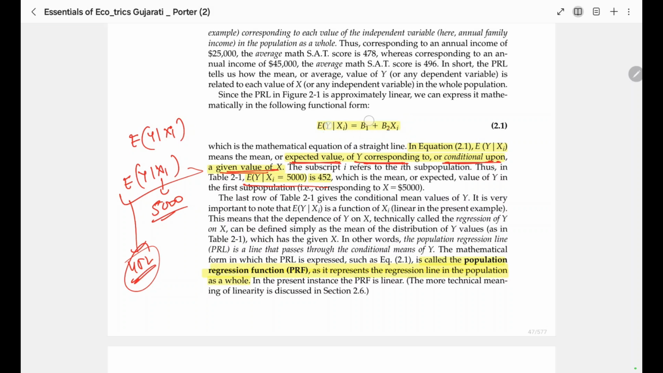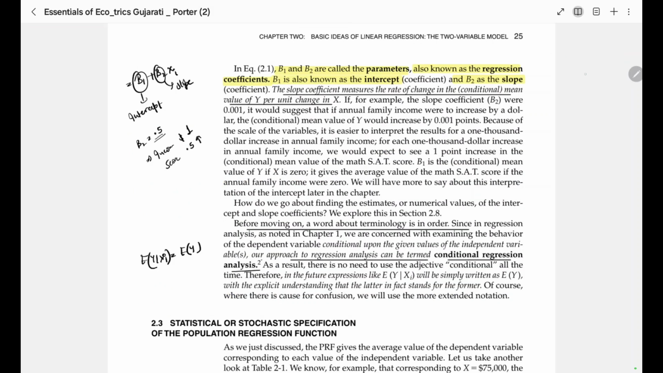Now what is this equation? This equation is our population regression function. Okay, this equation is the population regression function and it represents the regression line in the population as a whole. Okay, we had the data of the whole population, and we regressed it. I mean, what the equation of that line is basically, that is what this tells us. The line that came out of the scatter plot, what is its equation? How can we get that line?